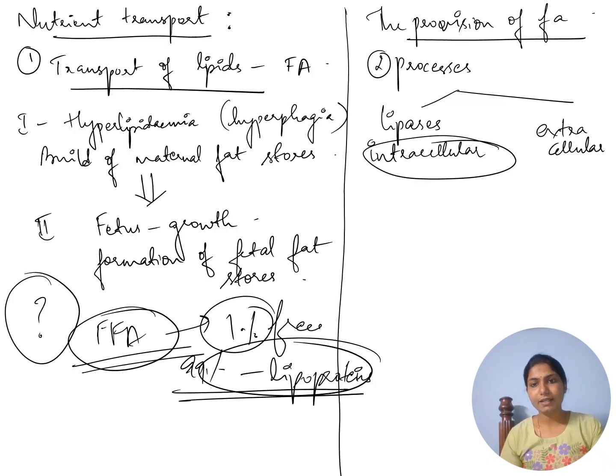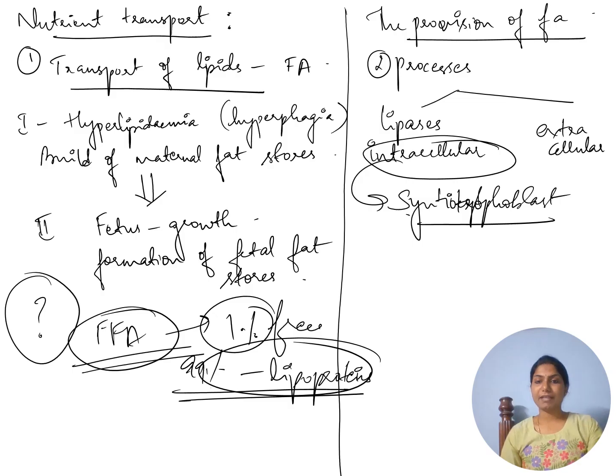The intracellular lipases are present in the syncytiotrophoblast. These intracellular lipases, which are present inside the layer of syncytiotrophoblast, take the triglyceride-rich lipoprotein particles. They cause hydrolysis to release free fatty acids, and then they transfer them to the fetus. So how does this occur?